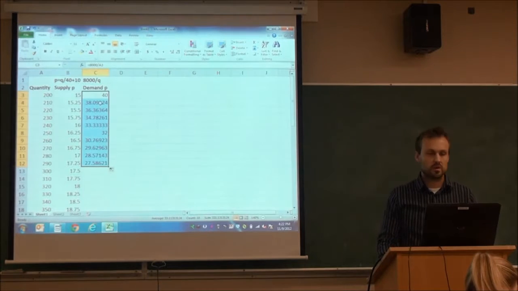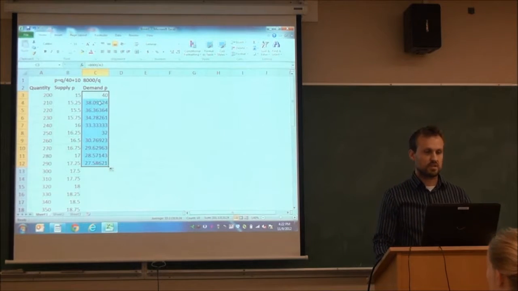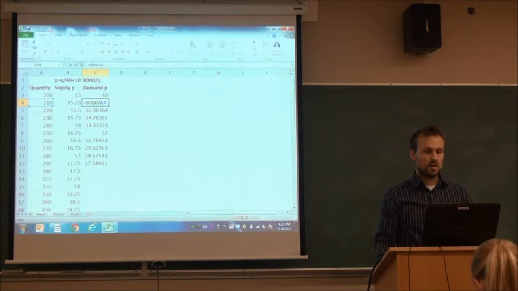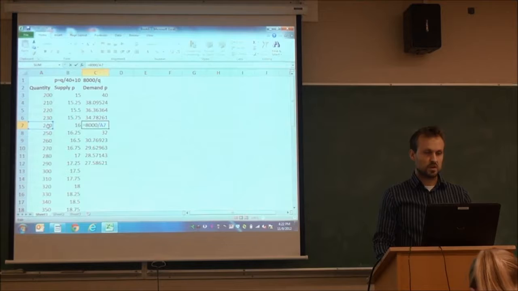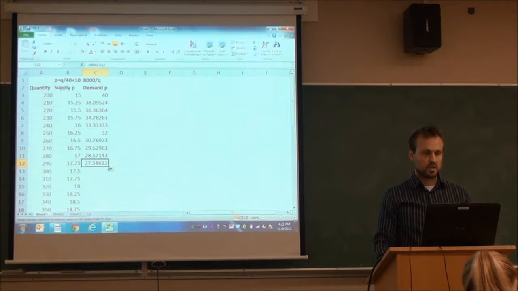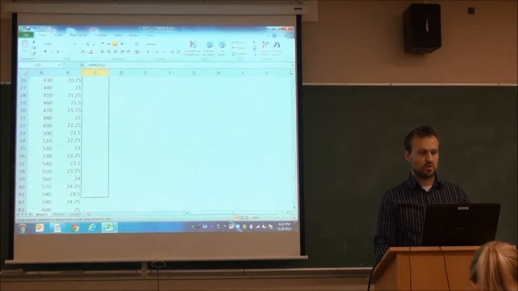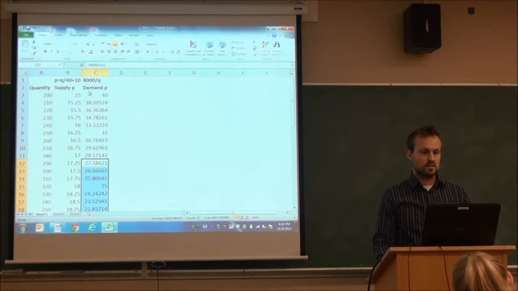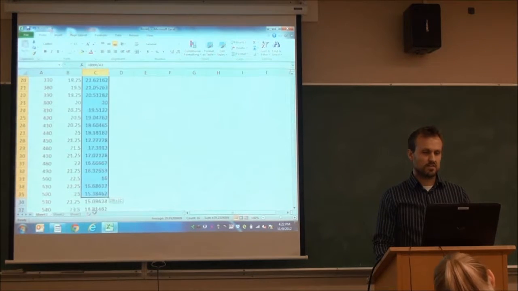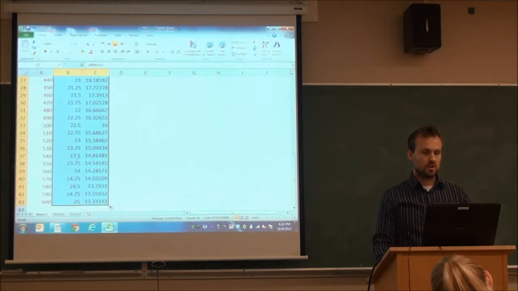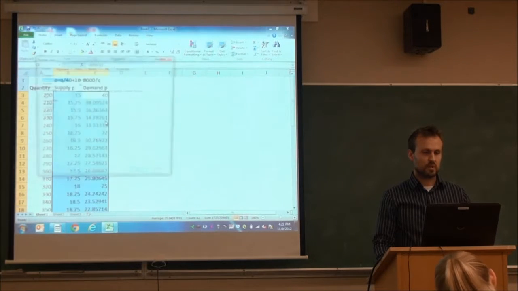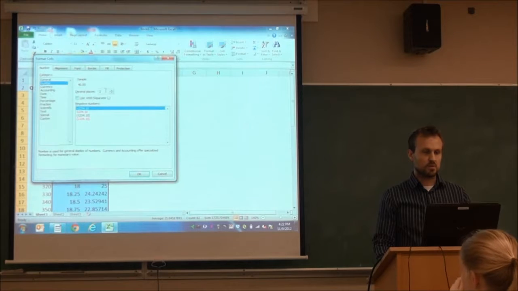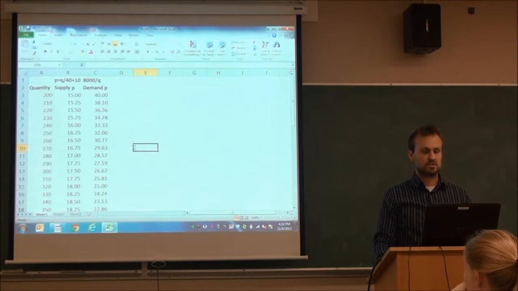Oh, it doesn't know how I want to round, so it just guesses 5 decimal places. Here it used the corresponding Q value. Here it used the corresponding Q value, so it's going to calculate the price for all these Q values when I drag down the formula. Now I don't really like the look of this rounding, so I can format it. I can say it's a number, let's say 2 decimal places. That looks a little nicer.